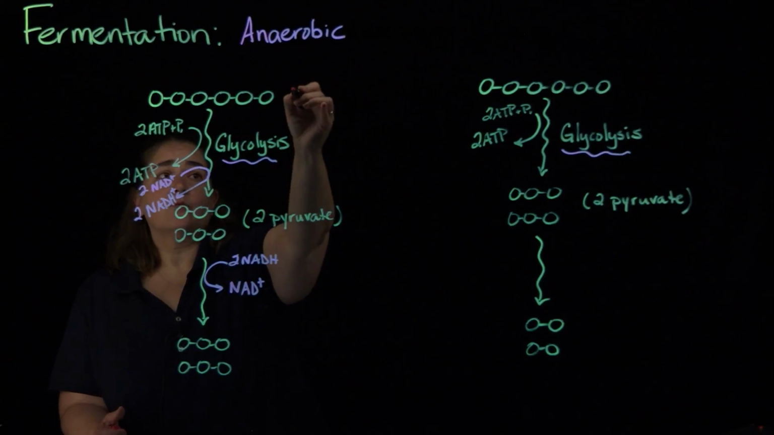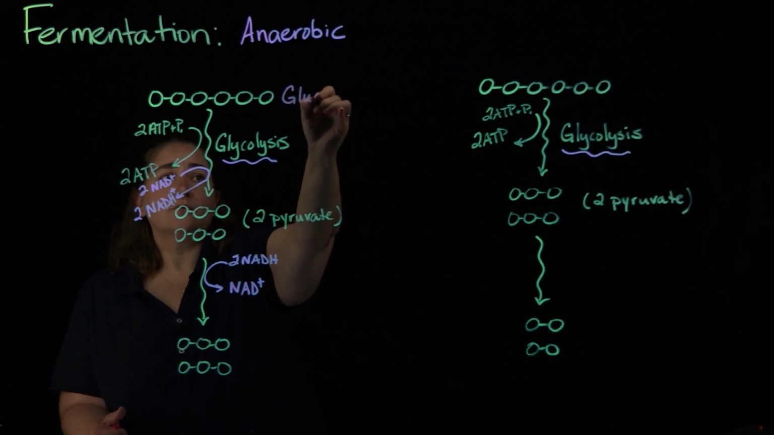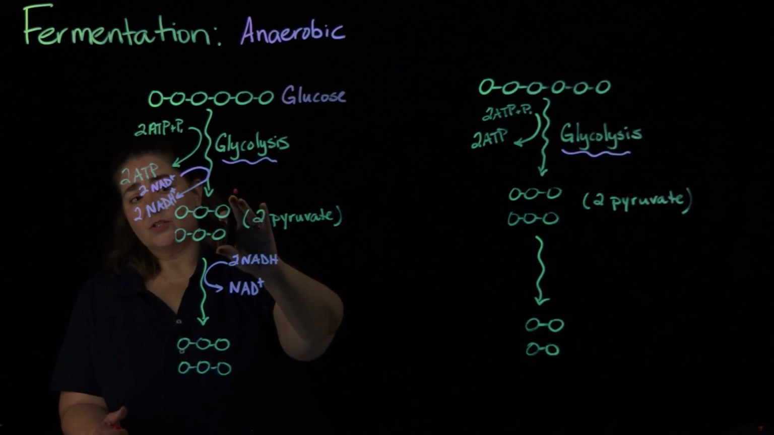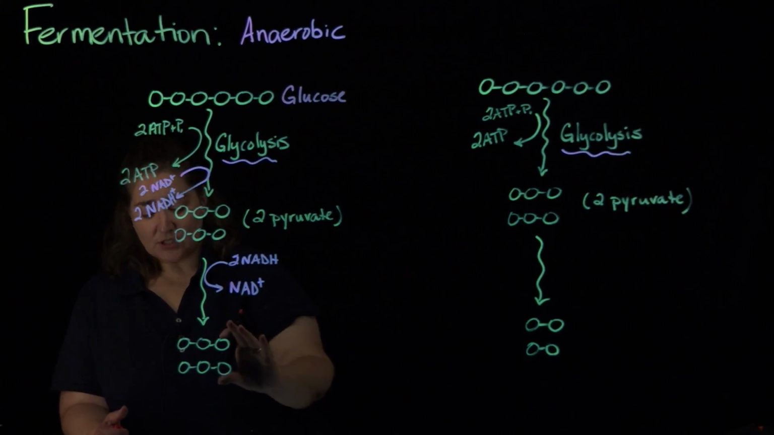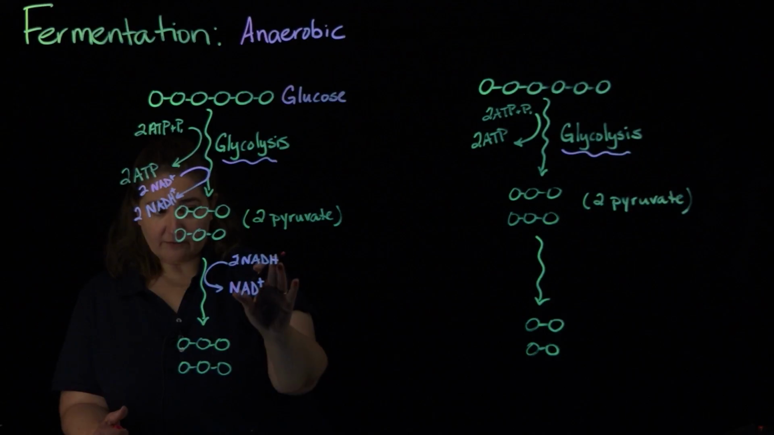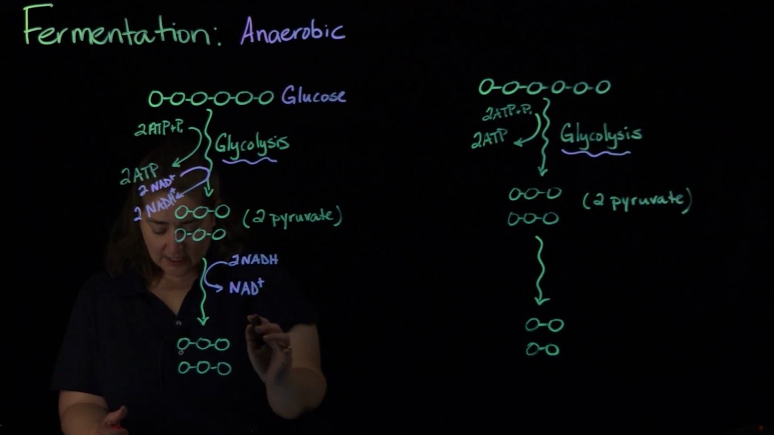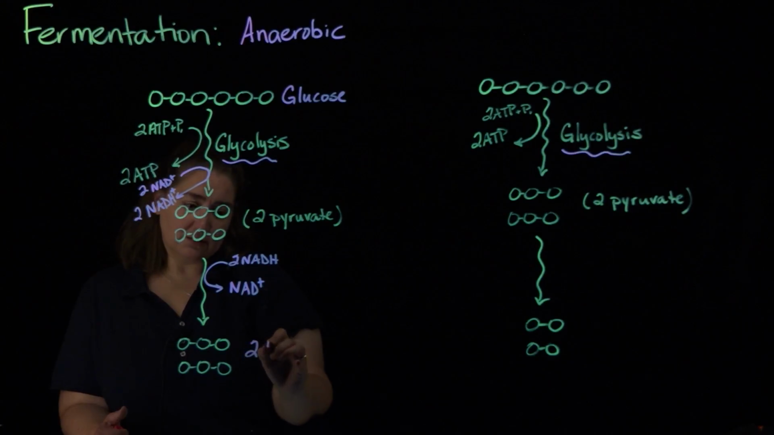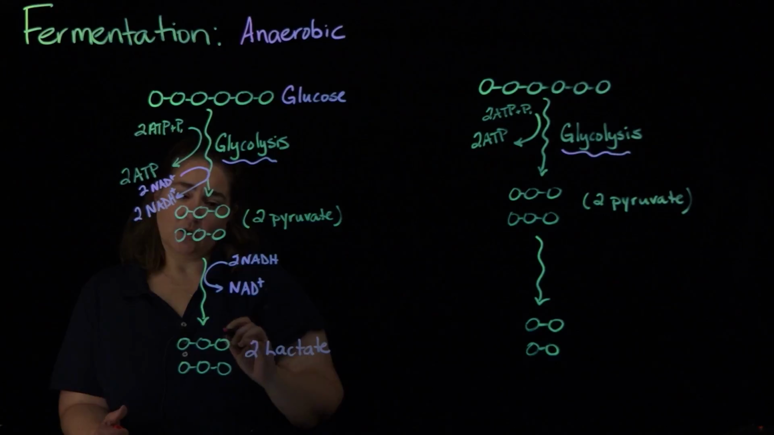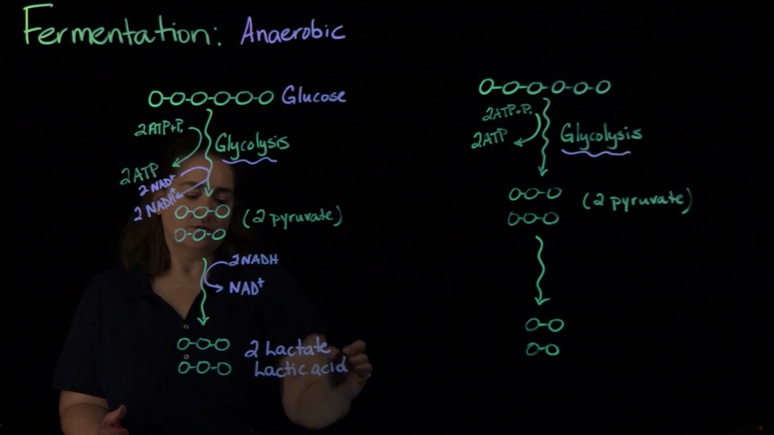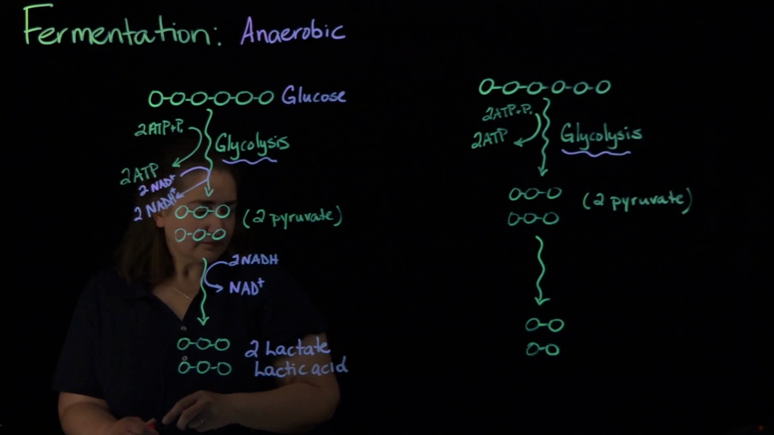So we start out with our glucose. We break our 6-carbon chain into 2 3-carbon chains. Those 3-carbon chains are then further modified via the NADH coming in, those electrons. And what we generate out of this are going to be 2 lactate molecules. You'll also see this as lactic acid. I'm fine with you using either one, okay?